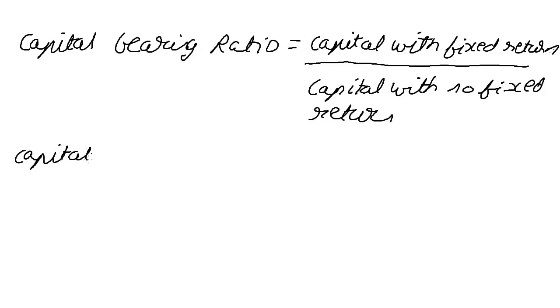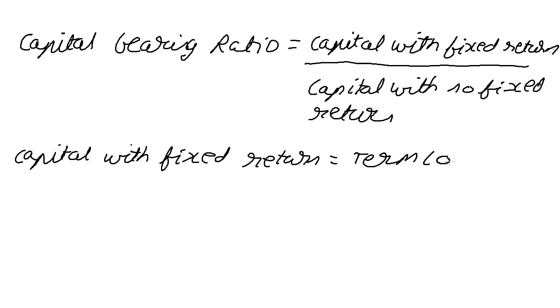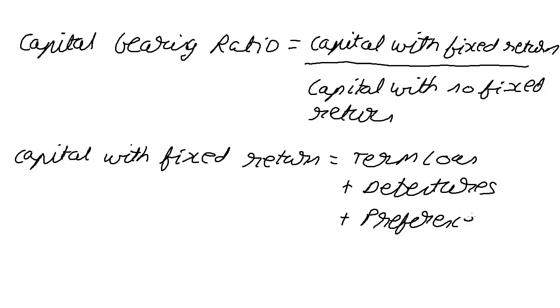Capital with fixed return, normally you can think of any long-term loan from the bank, you can think of debentures, you can think of preference shares because we are giving a certain return which is supposed to be guaranteed, preference shares.